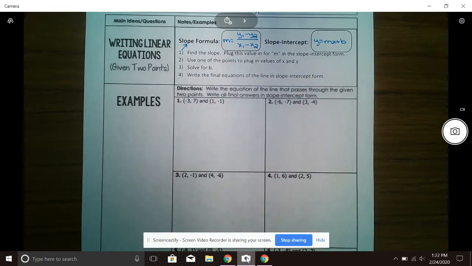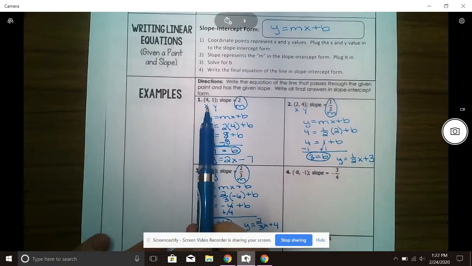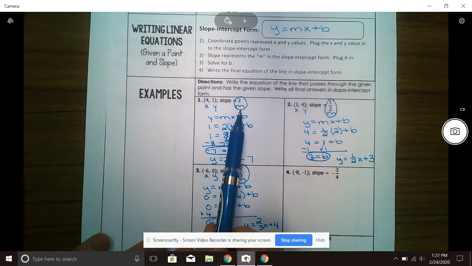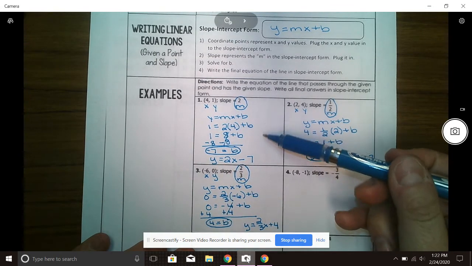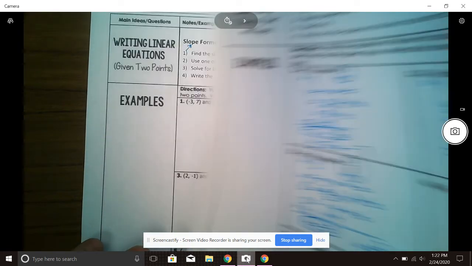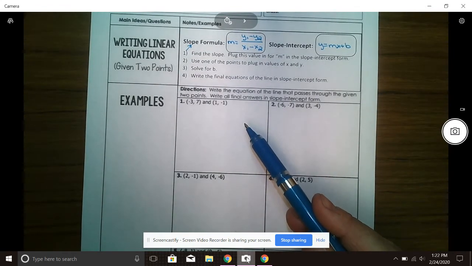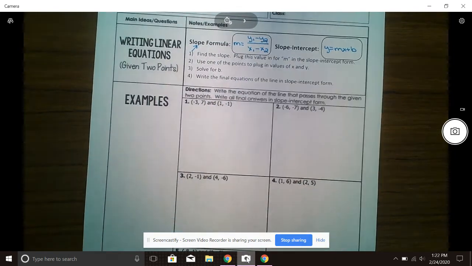Step 2, use one of the points to plug in the values of x and y. We just finished a lesson about how to write the equation of the line when given a slope and a point. Let me show you one of those problems. Here, we're given a random point on the line as well as the slope. And we've practiced how to plug in and solve. So we'll be doing something very similar in this problem. We'll solve for b, and then we'll write up our final equation.